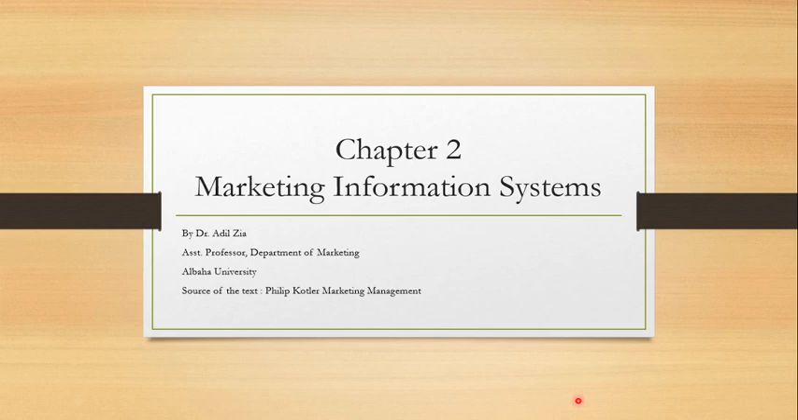In the last chapter, we have already seen the meaning of marketing information system, and I also tried to explain the well accepted definition of marketing information system. In this chapter, we will try to see some more details and topics related to marketing information system.